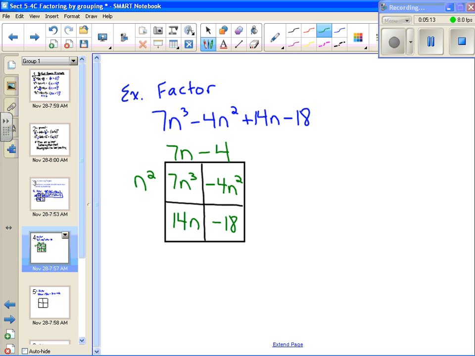So hold on, because sometimes what will happen is the way that you arrange it in the box, it might still be factorable, but I might have to rearrange some of the terms in the box. So we're going to try that.